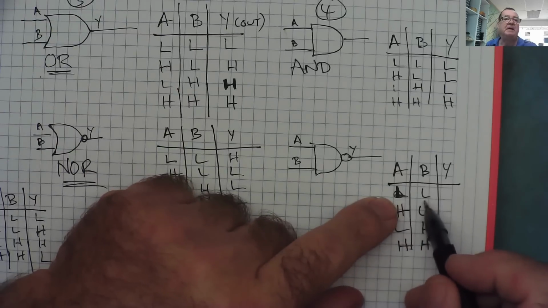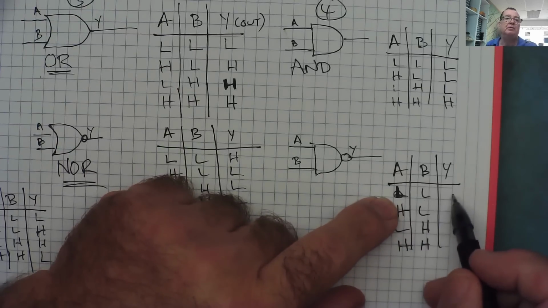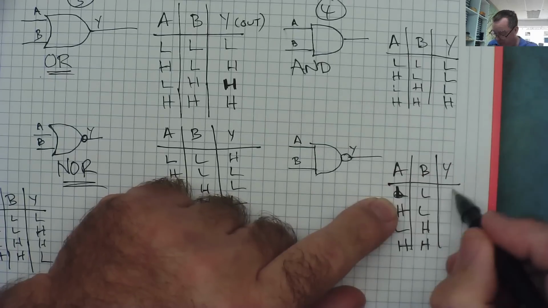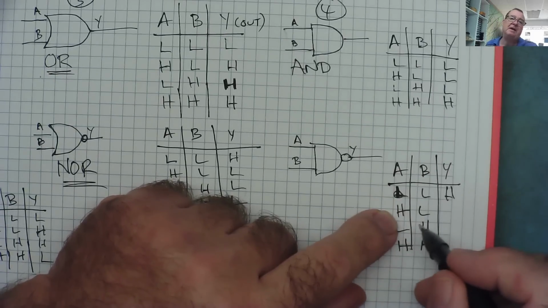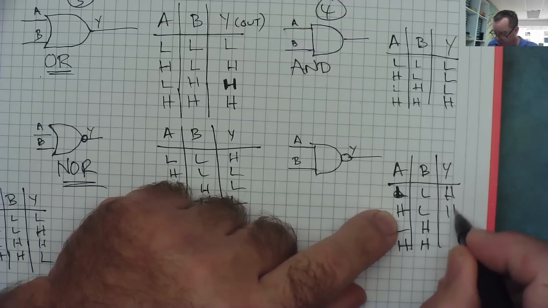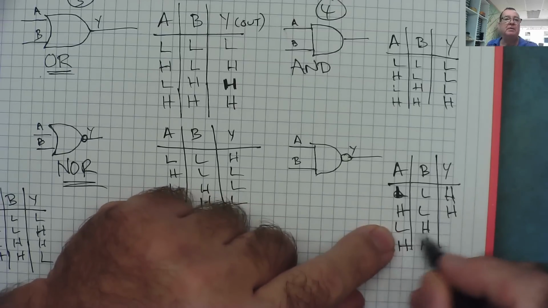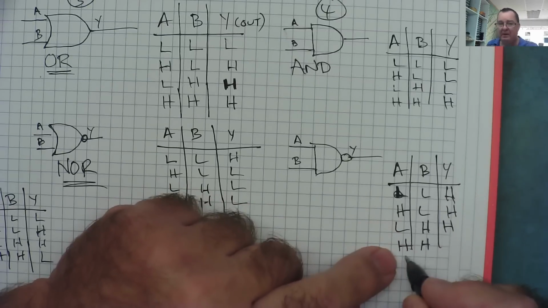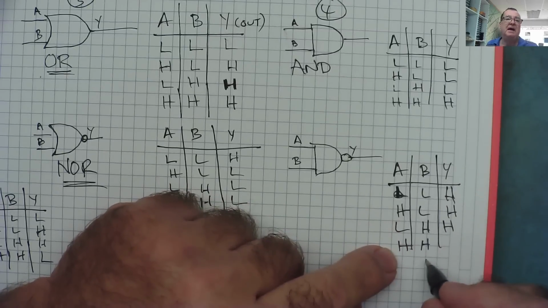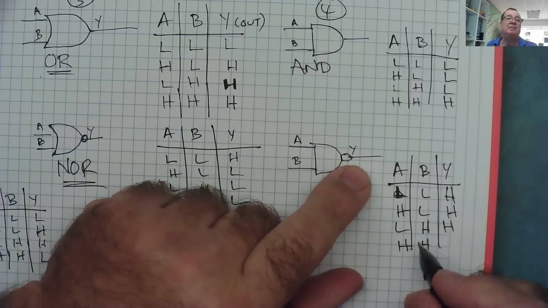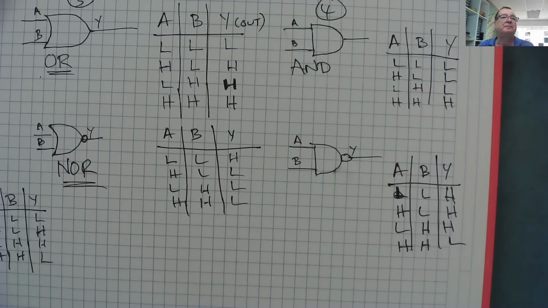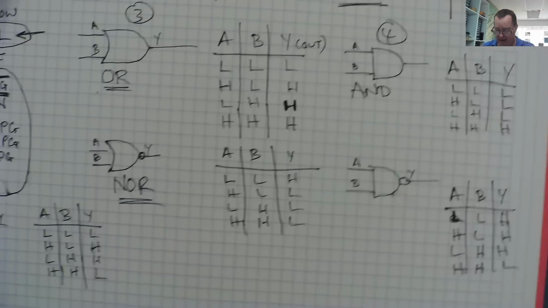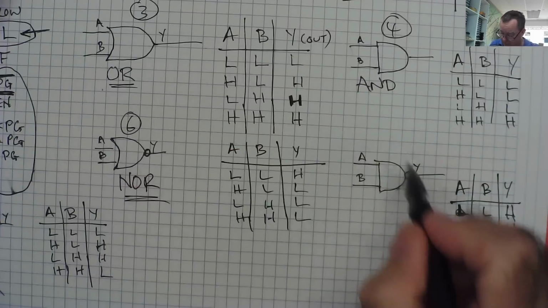Are A and B high? No. Output should be low. The inverter inverts it, high. Are A and B high? No. Only A is high. Output should be low. Inverter inverts it, high. Same with this, high. Are A and B high? Yes. The output therefore should be high. The inverter inverts it, low. Okay.